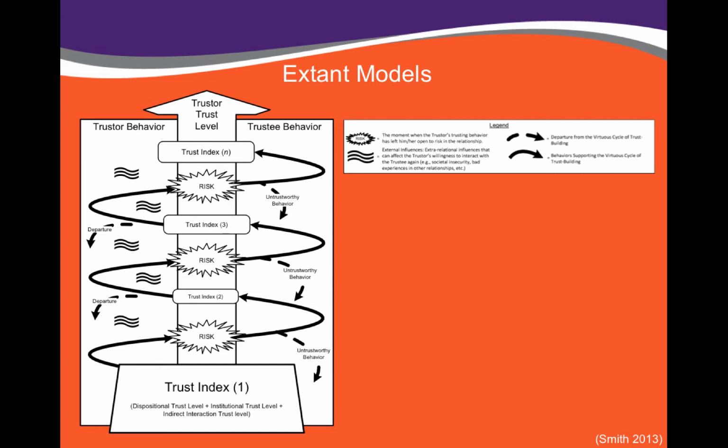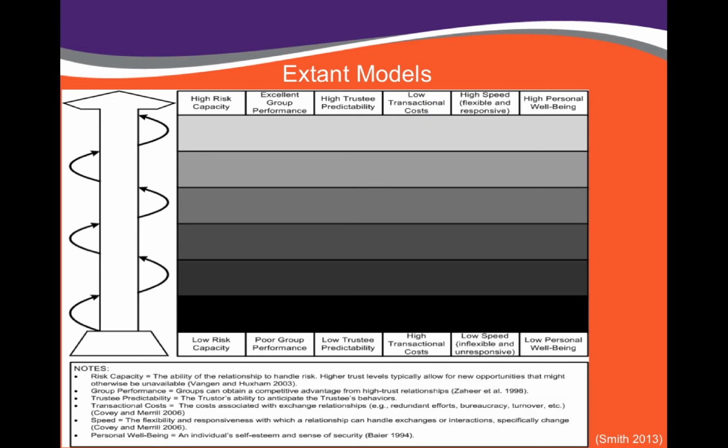This one is very similar. So the only way to build trust, in these examples, is to take on more risks so that you can depend and you can trust someone more. And here are some other examples. So the higher you get up the trust index, the higher risk capacity your relationship has. When there's a lot of trust, it can lead to excellent group performance, high trustee predictability, low transactional cost. You can do things at a high speed, and you have a high personal well-being.